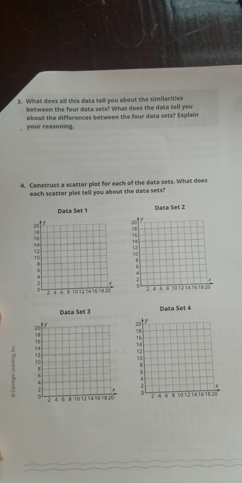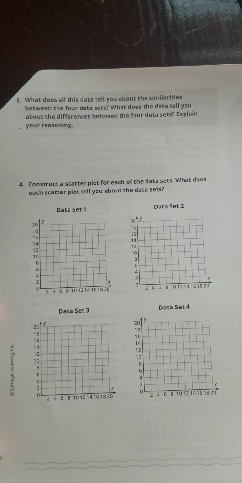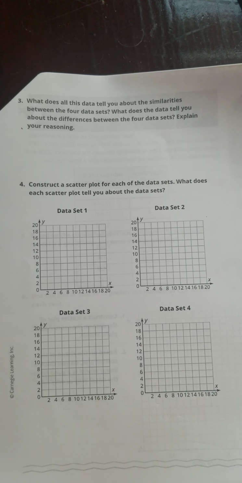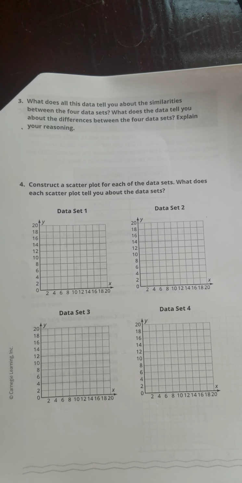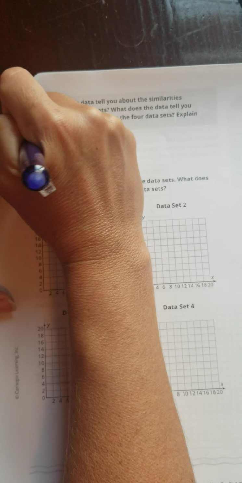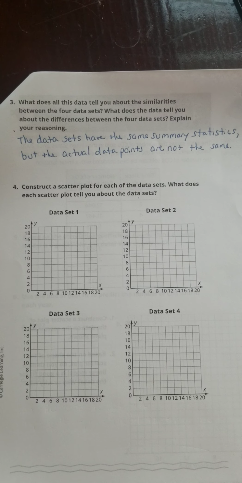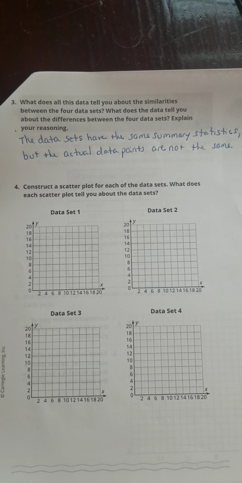Number 3, what does all this data tell you about the similarities between the 4 data sets? What does the data tell you about the differences between the 4 data sets? Explain your reasoning. Well, the data sets have the same summary statistics, same linear regression, same average of x values, same average of y values, but the actual data points are not the same.